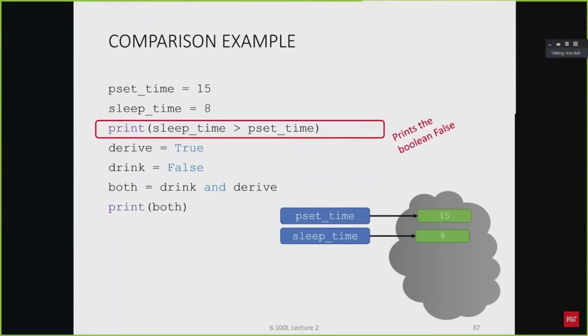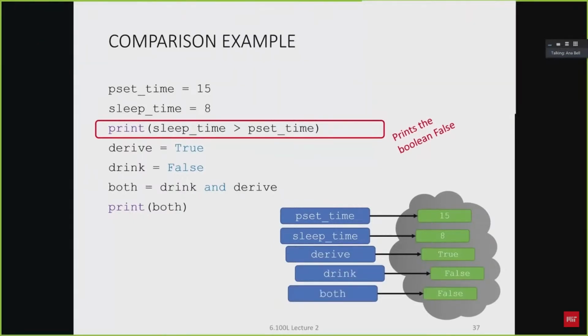And then I have 2 more variables. These ones just happen to be Booleans. Derive is true, drink is false. So drink and derive is going to be false because one of them is false. And so here I've got this other variable both, and then I'm going to print false to the console.